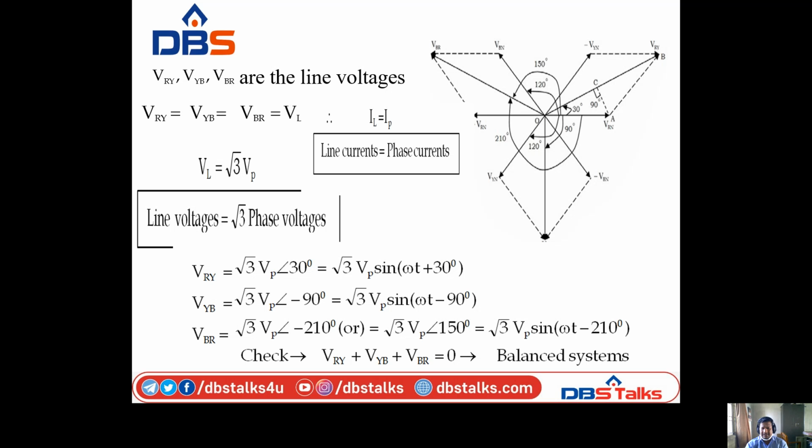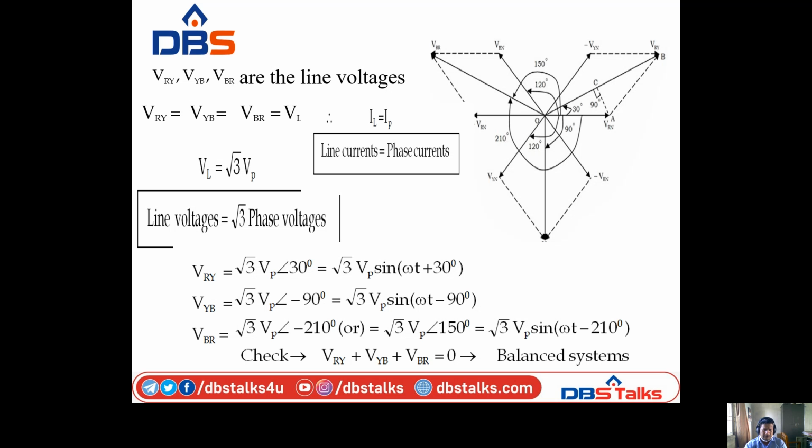But it is minus 90 degrees, otherwise root 3 V phase sin omega t minus 90. Vbr is root 3 V phase sin minus 210. So that means root 3 Vp at minus 210 or 150. So root 3 Vp sin omega t minus 210.